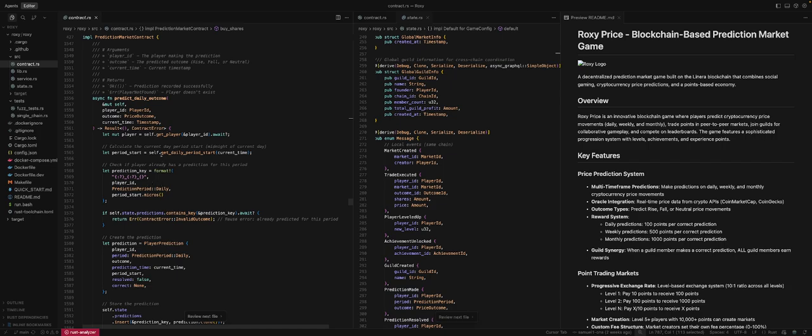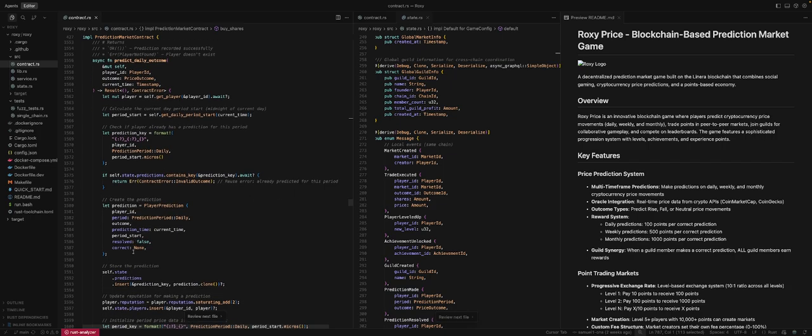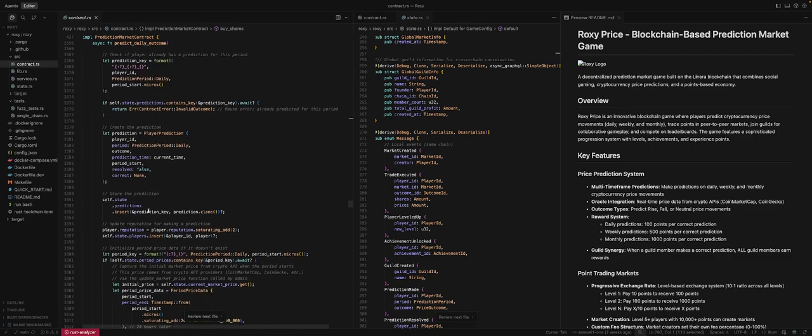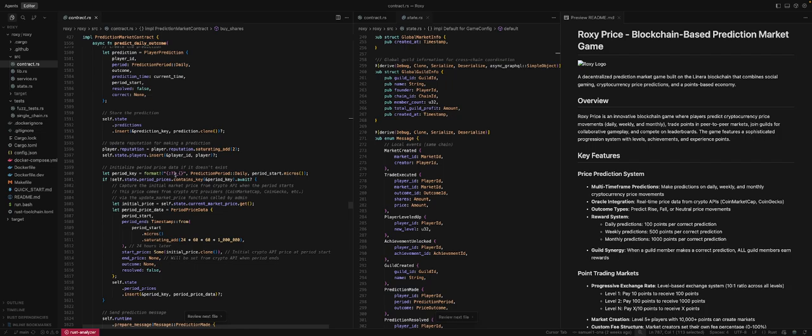You calculate the current day. You check if the player already has a prediction for this period, and so it creates the market prediction, updates the player prediction struct, stores the prediction, and updates the repetition. Now initialize period price data if it doesn't exist. Now capture the initial market price from the crypto API when the period starts. So this is basically to capture and keep the price. Now this price comes from a crypto API provider like CoinMarketCap, etc.